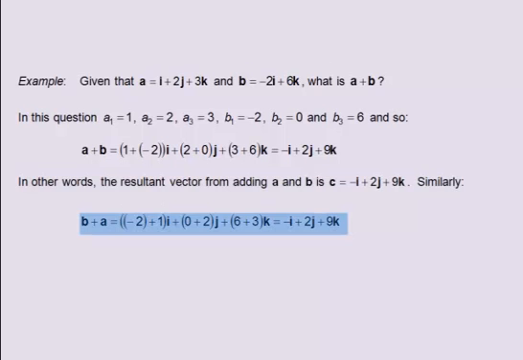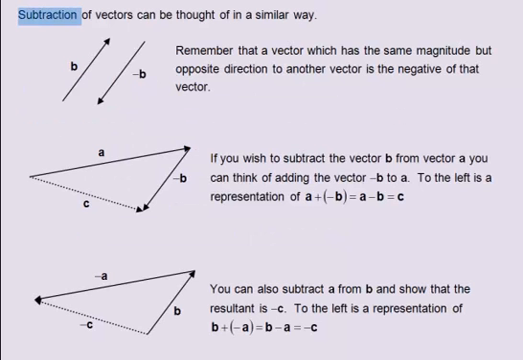Similarly, B plus A equals (minus 2 plus 1) i plus (0 plus 2) j plus (6 plus 3) k, which is also minus i plus 2j plus 9k. Subtraction of vectors can be thought of in a similar way.